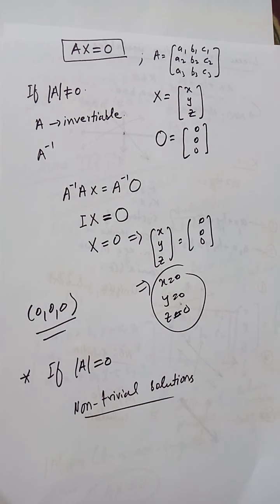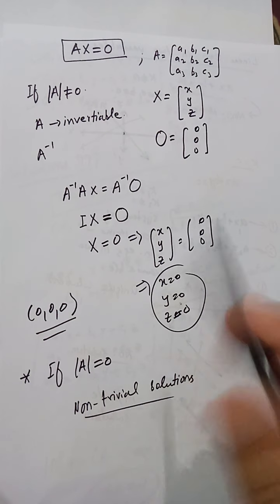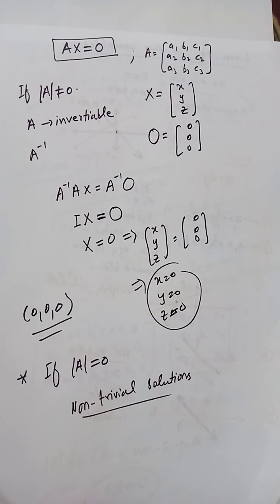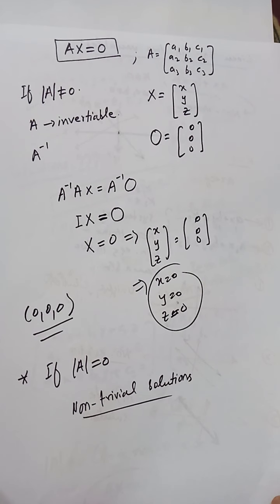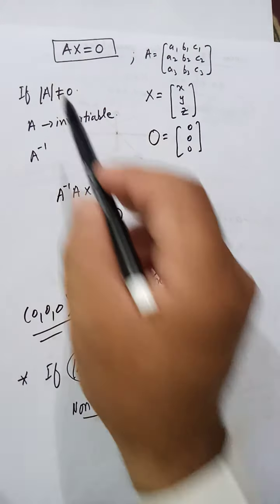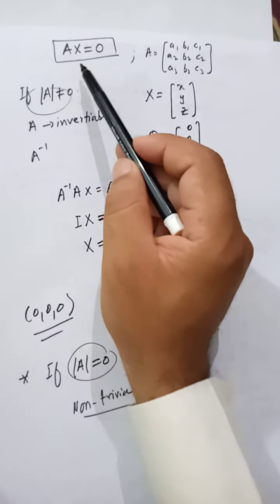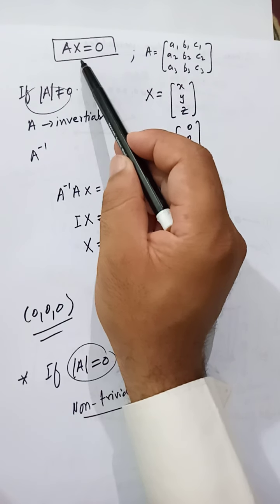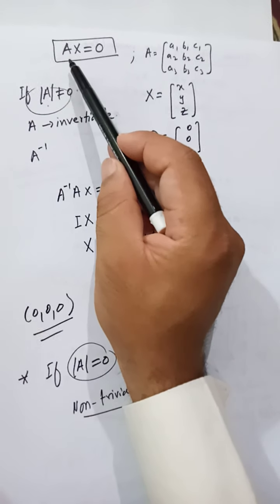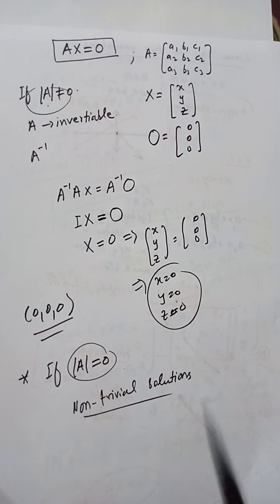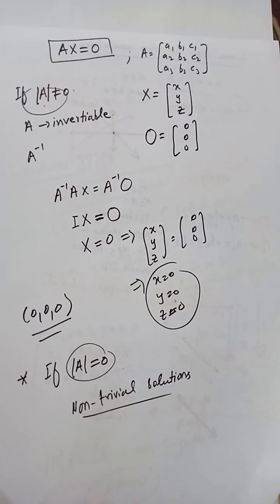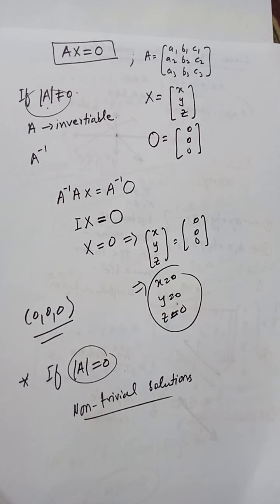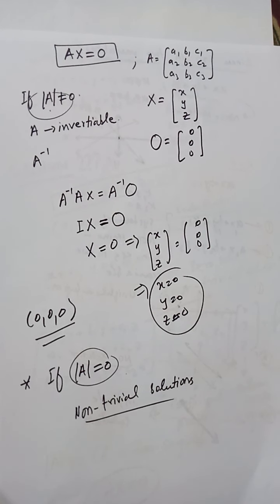Now moving towards the augmented matrix. What is the augmented matrix? Okay, this is about the solutions of the system of homogeneous linear equations in three variables. These two are the important points. If the determinant equals 0, you will get non-trivial, non-zero solutions. If the determinant is not equal to 0, meaning A is non-singular, then you will get only a trivial solution. These 2 points are important for the solutions of homogeneous linear equations in three variables.